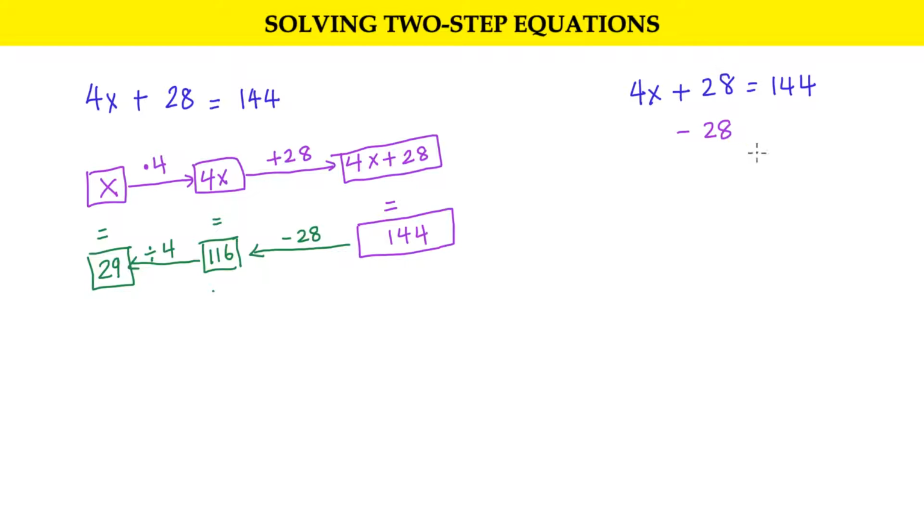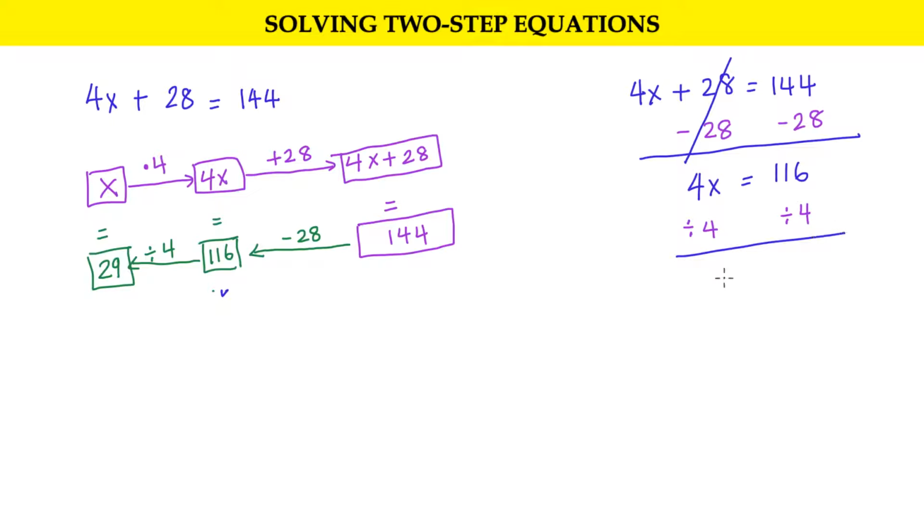And remember, whatever you do to one side of the equation, we have to do to the other side of the equation. So plus 28 and minus 28 will cancel each other out and you get 4x. And 144 minus 28 is 116. So 4x is 116, which is the same that we have right here. Since 4x equals 116 and we want to figure out what 1x is, we're going to divide by 4 on both sides. And that would be 1x, or simply x, equals 29.